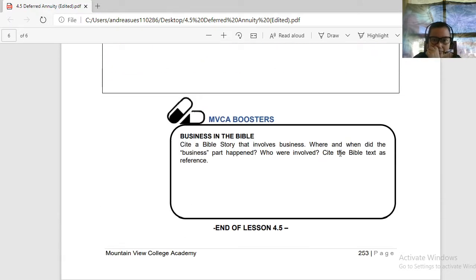So it says here, business in the Bible. Cite a Bible story that involves business. Where and when did the business part happen? Who were involved? Cite the Bible text as reference. So making sure that you're going to read your Bible today.